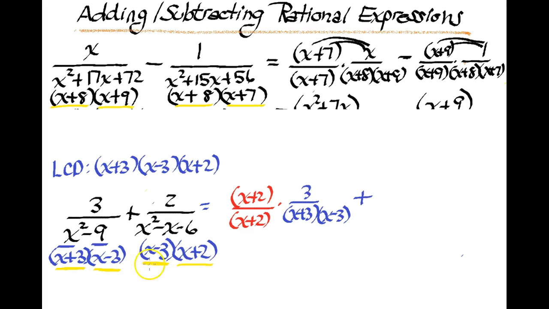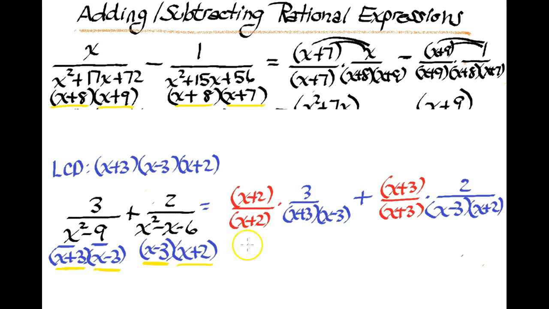What is missing from our second one? We're missing an x plus 3 from our second one. So we're going to multiply the numerator and the denominator by x plus 3. And again, I'm leaving the bottom in factored form. We should always do that. So let's go ahead and multiply out.